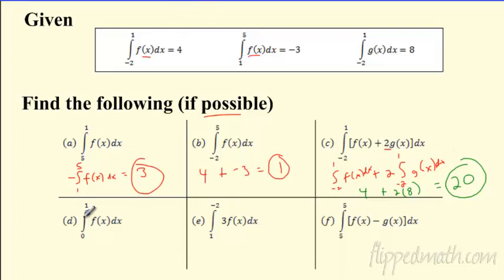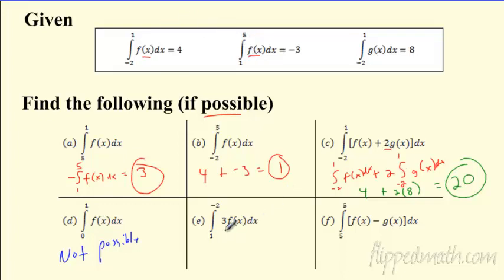How about this from 0 to 1? Can I figure out what's going on from this function from 0 to 1? No, not enough information. In this case, not enough info, so not possible. Sometimes you can work some magic, but they didn't give me enough info. I know what's going on from -2 to 1 and from 1 to 5, but I don't know what's going on from 0 to 1. I don't have anything to work with there, so that one's not possible.